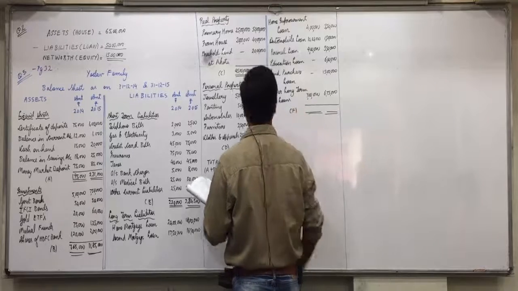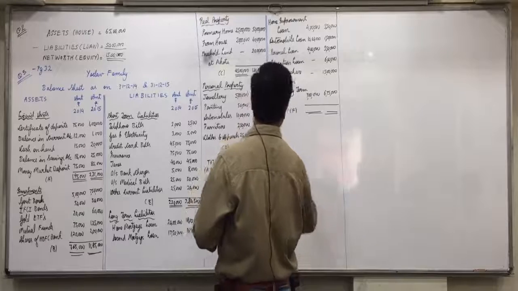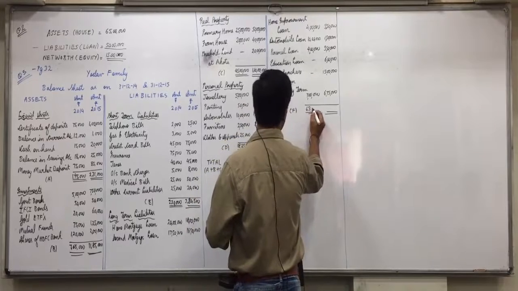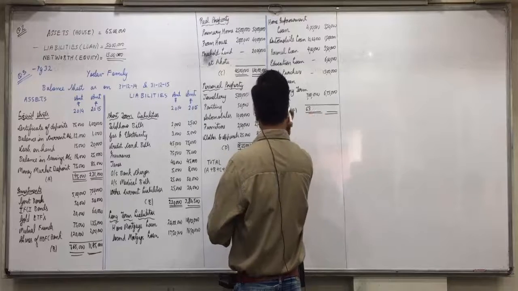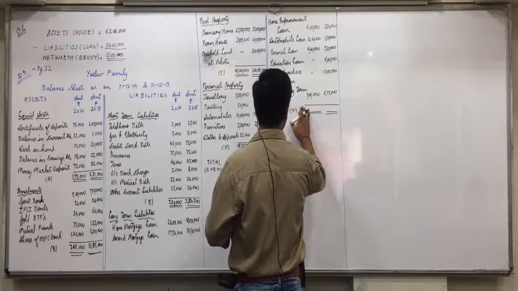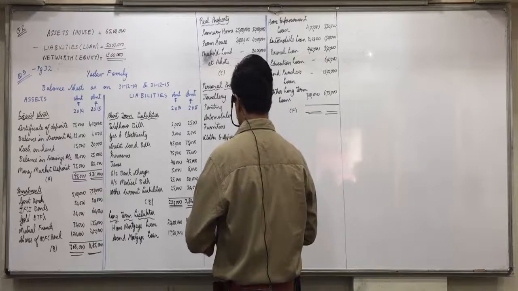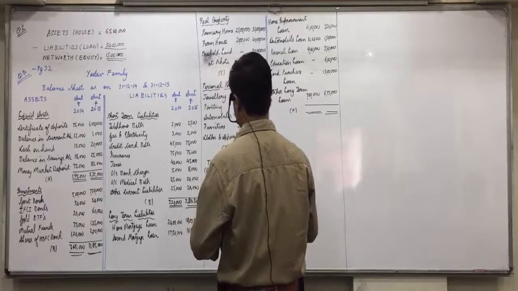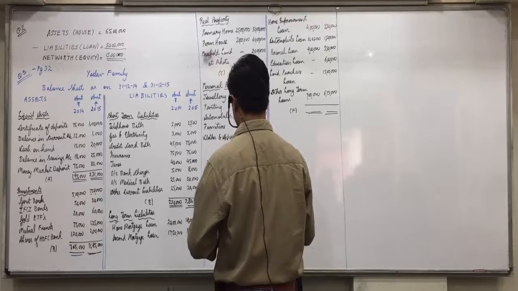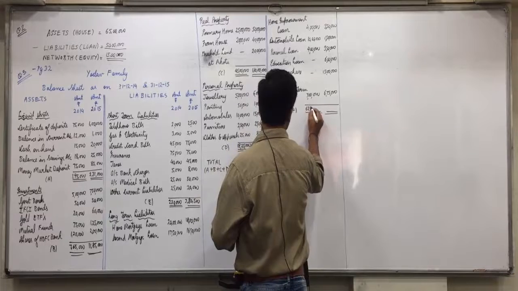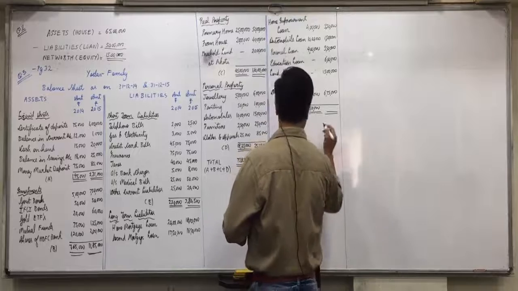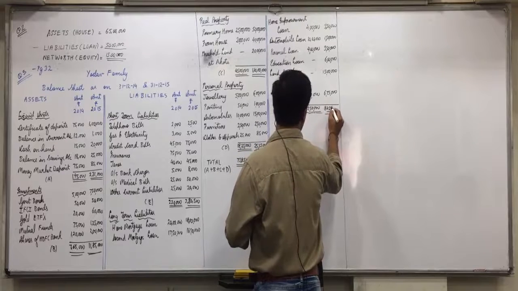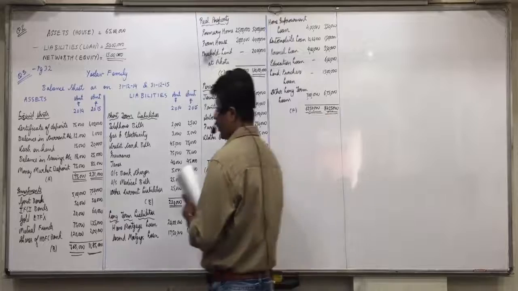So F is 60 lakh 3 lakh 25,000 for the current year. How much is for the 2014 year? 62 lakh 50,000 and 84 lakh 25,000. Did you understand this?